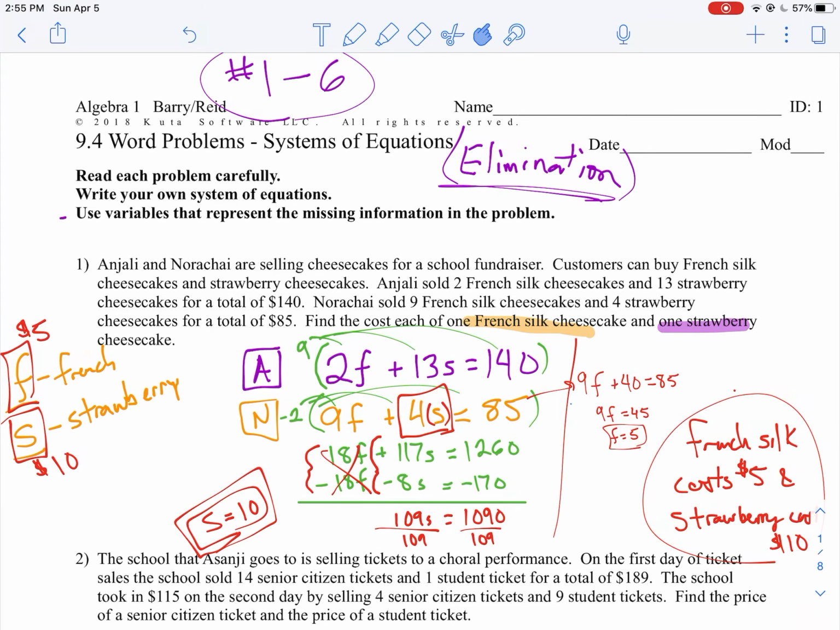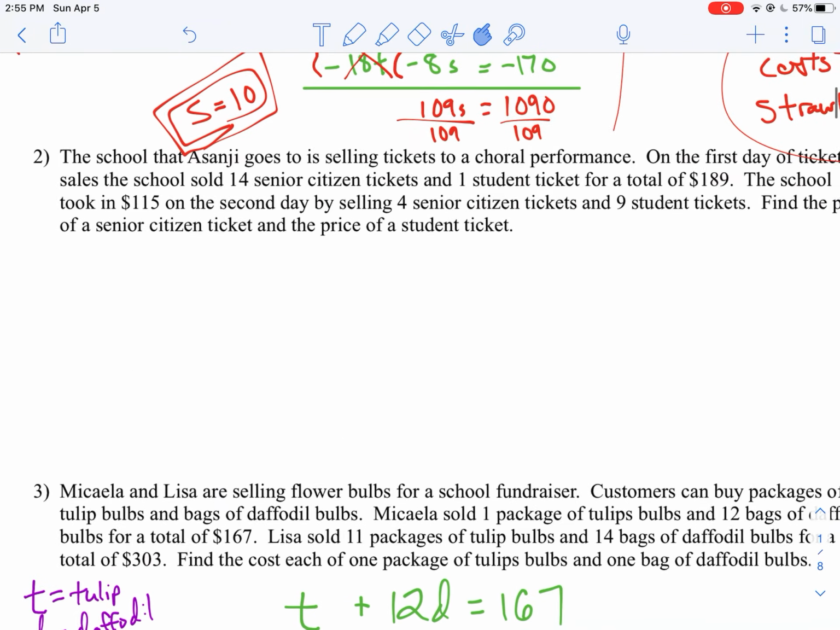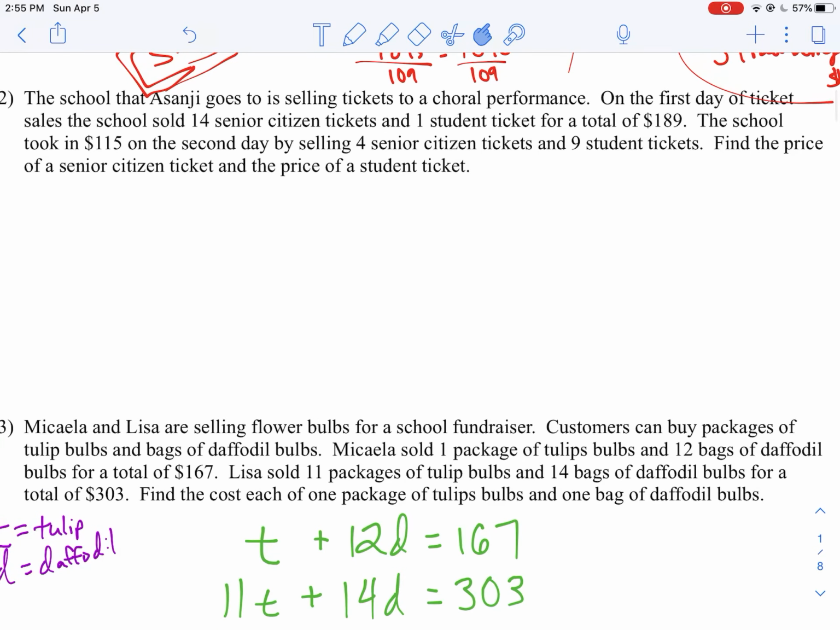Let's go to another. All right, number 2. In this one, we're going to be selling tickets, senior citizen tickets and student tickets. So let's read through it. Now we have Sanji is selling tickets to a choral performance. On the first day of ticket sales, sold 14 senior citizen tickets and 1 student ticket for a total of $189. The school took in $115 on the second day by selling 4 senior citizen tickets and 9 student tickets. Find the price of each.